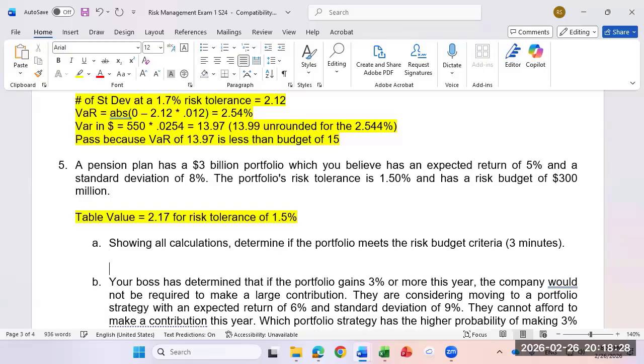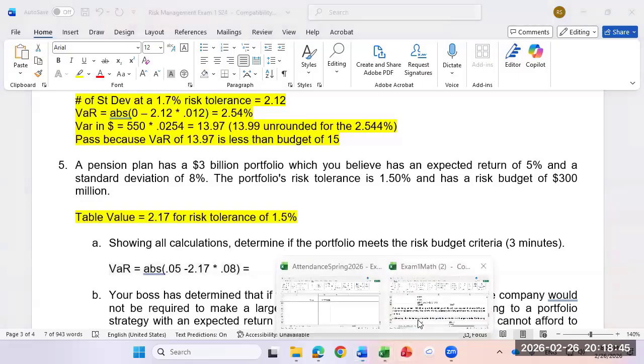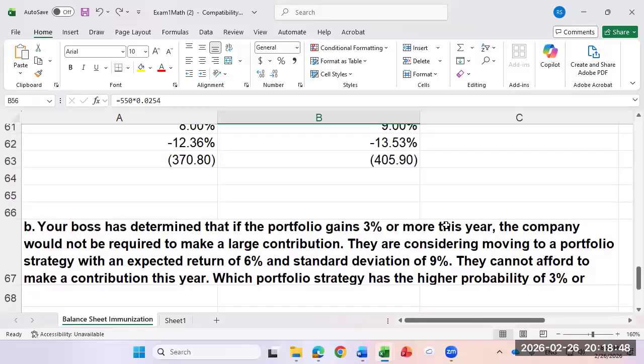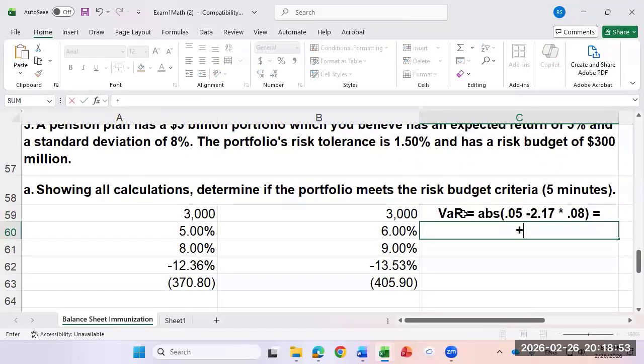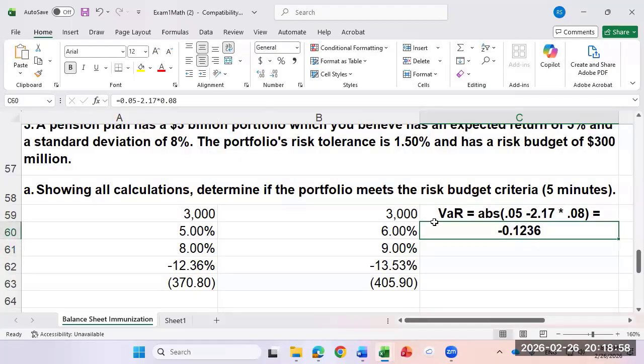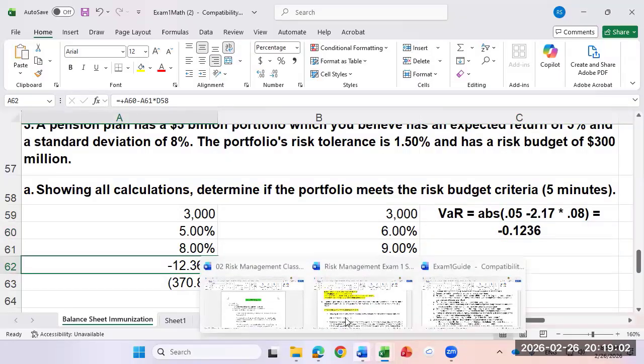All right, so this is the same question again, the value at risk is going to equal the absolute value of 5%, that's the expected return, minus 2.17 times 0.08. So 0.05 minus 2.17 times 0.08 gives you a loss of 12.36%, the VAR.